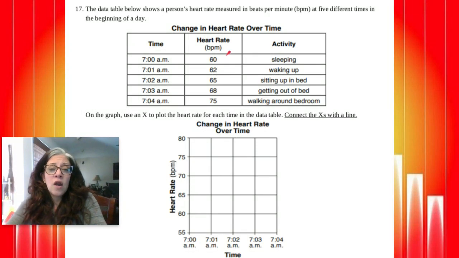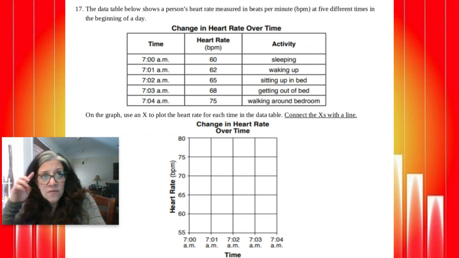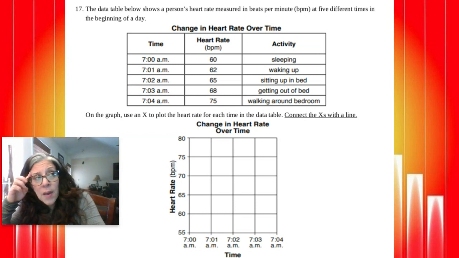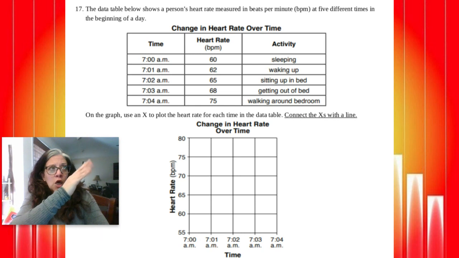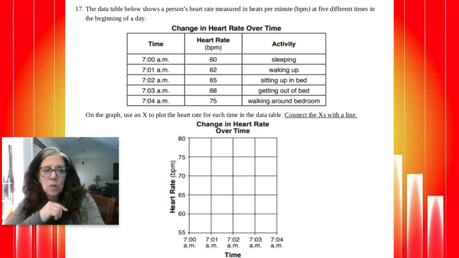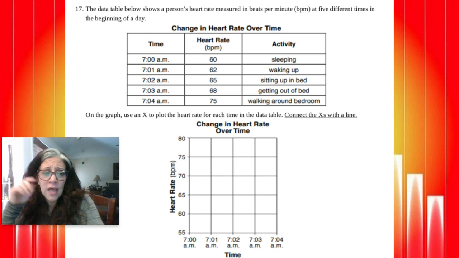If I look at the heart rate column in beats per minute, I notice something right away. I notice that the numbers are increasing. They're going up over time. That gives me a mental clue about what my line graph might look like when it's done. It should probably go up somehow, some way.